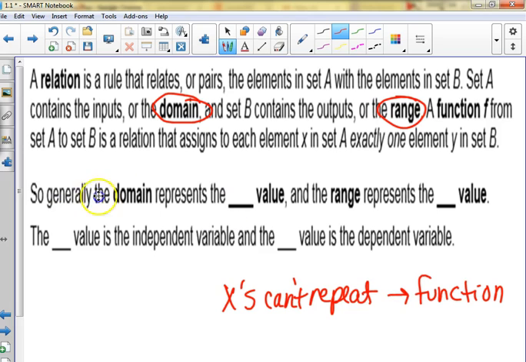All right, so generally the domain, which value? X. Well, the range represents the Y value. I can read, I just skipped over that word range and got confused. Anybody know which is independent and which is dependent? Yes, X is independent, Y is dependent. The output is the Y, so it's depending on what we put in for X. How I remember it anyway. Okay.